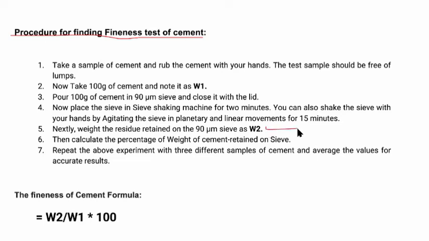After that we calculate the percentage of weight of cement retained on the sieve. The formula that is used for the fineness of cement is W2 divided by W1, whole multiplied by 100. This formula gives us the fineness of cement.